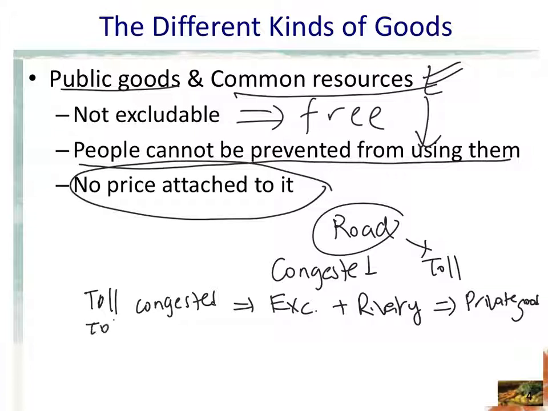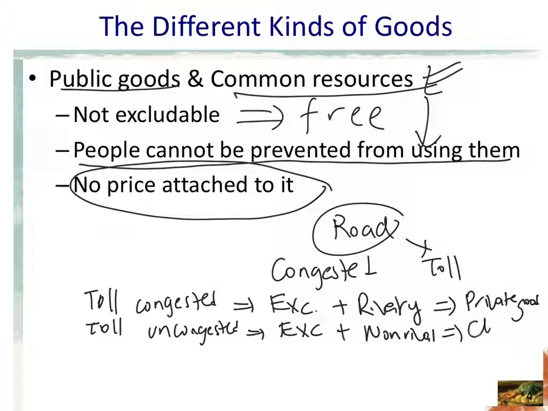Now let's talk about a toll road that is uncongested. This good is excludable because you pay for it, but it is non-rival in consumption. Since it's non-rival but excludable, it's a club good.